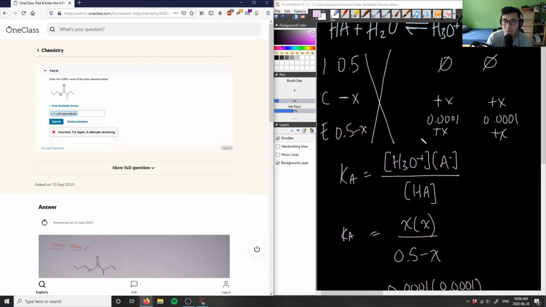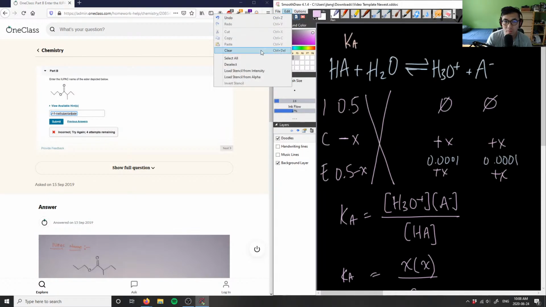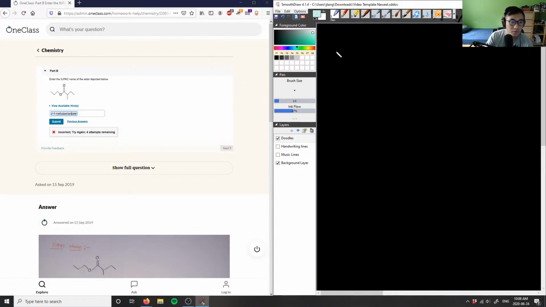All right, let's do number 2. This is number 1. Number 2 is asking, enter the IUPAC name of the ester depicted below. So I'm going to redraw this ester for us here. Okay, it's asking us what is the IUPAC name of this molecule.